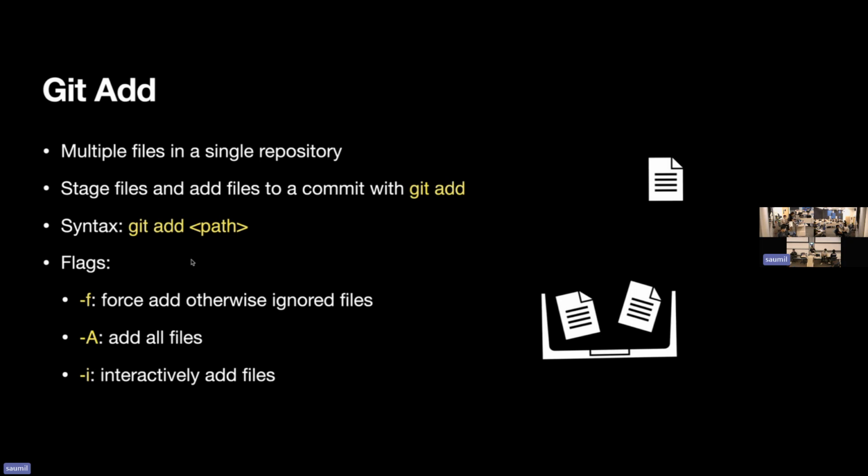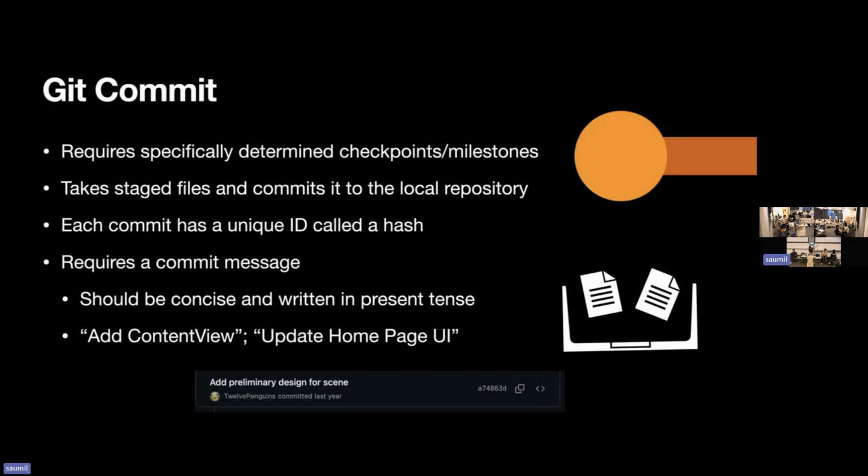You can play around with it later on. Okay. So we have what we have in our staging area over here, and we're moving on to our next stage, which is git commit. Now we're moving from the staging area over to the local repository.